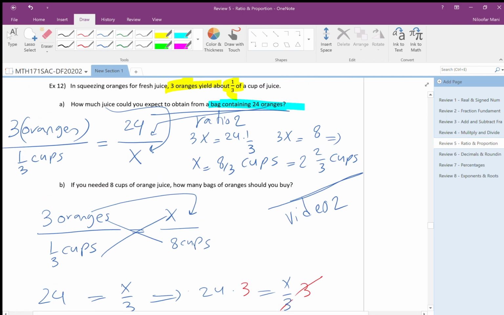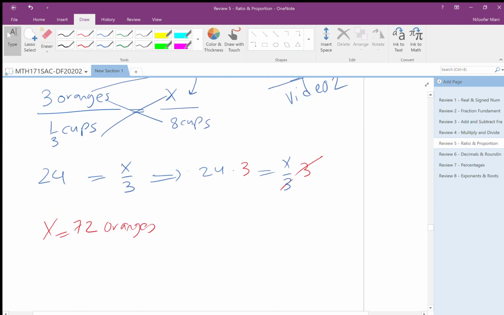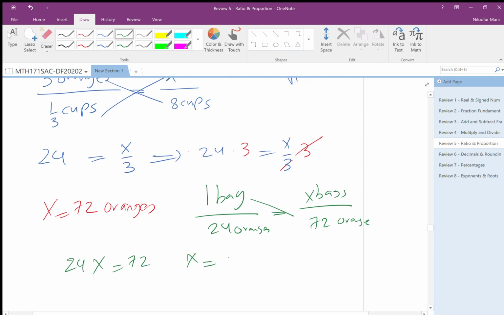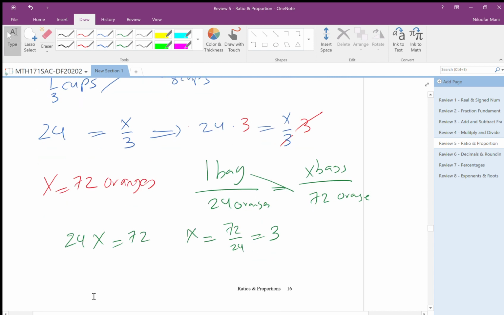Now I go back and see one bag has 24 oranges. So I can have another proportion: one condition, two situations. Situation one is one bag has 24 oranges. So how many bags do I have when I have 72 oranges? It's 24x equals 72, so x is 72 divided by 24, which is 3. So 3 bags.